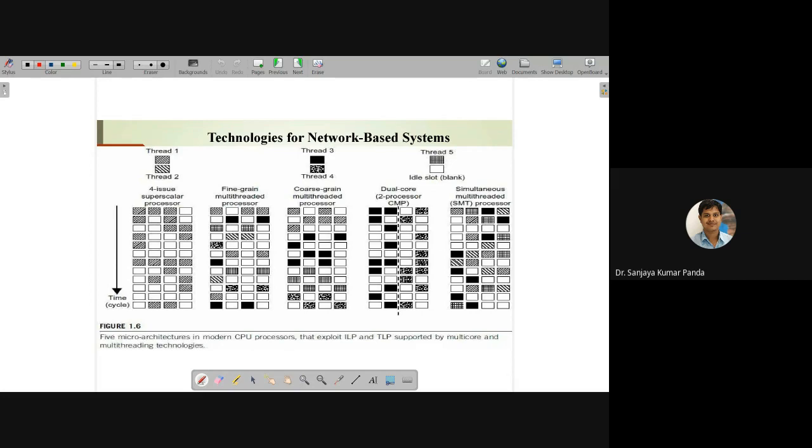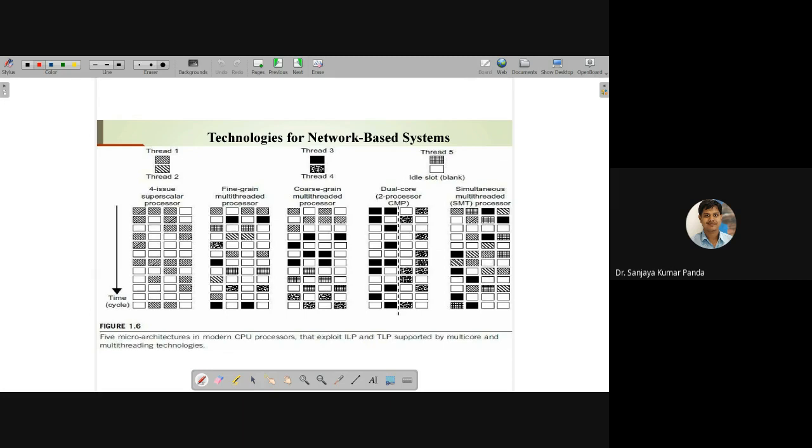One is called the superscalar processor. Another is called the fine grain multi-threaded processor. Another is called the coarse grain multi-threaded processor. Then we have the dual core processor, and we have the simultaneous multi-threaded processor, which in fact is one of the superior micro architectures in comparison to the earlier micro architectures.